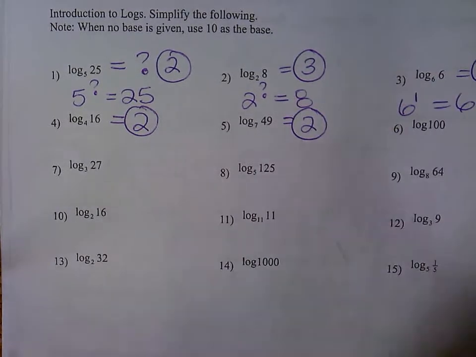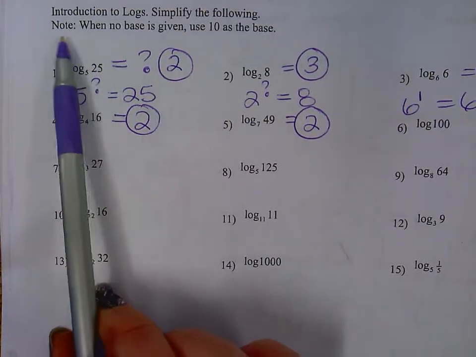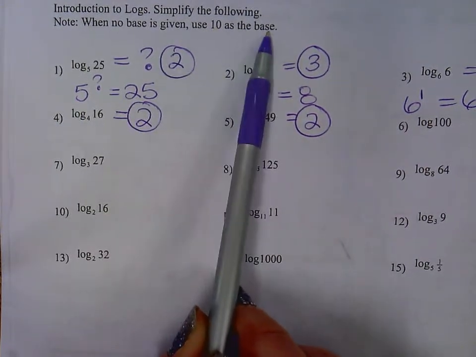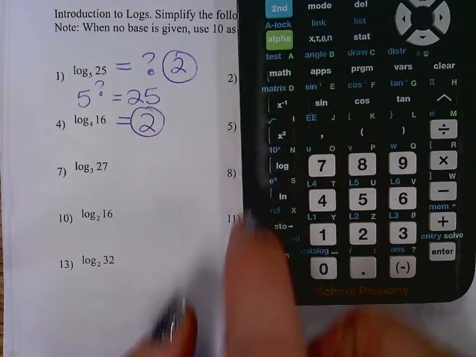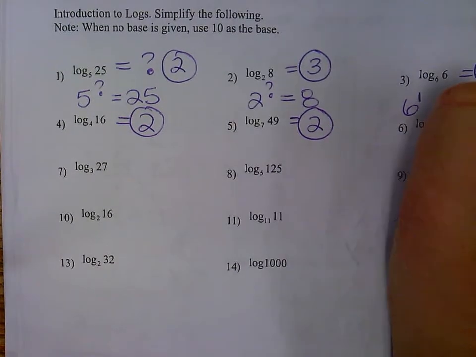Okay, number 6 is a little bit tricky. There's no base written there. Go back up to the note, because when no base is given, use 10 as the base. This is called common log. It's the button that's on your calculator. See log right there? That means that the base is 10.